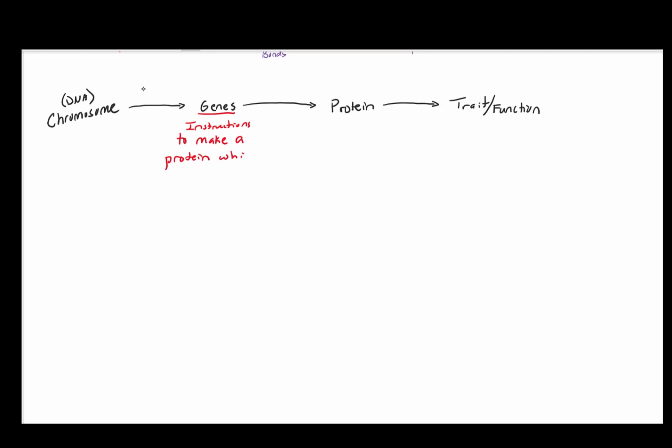Now we're going to examine how a chromosome is broken down into genes, sections of a chromosome. Genes control proteins. Proteins control your traits or function in your body. So ultimately, genes are the instructions to make a protein, and proteins control your traits, how you look, how your body functions. Let's see how we go from a gene to a protein.